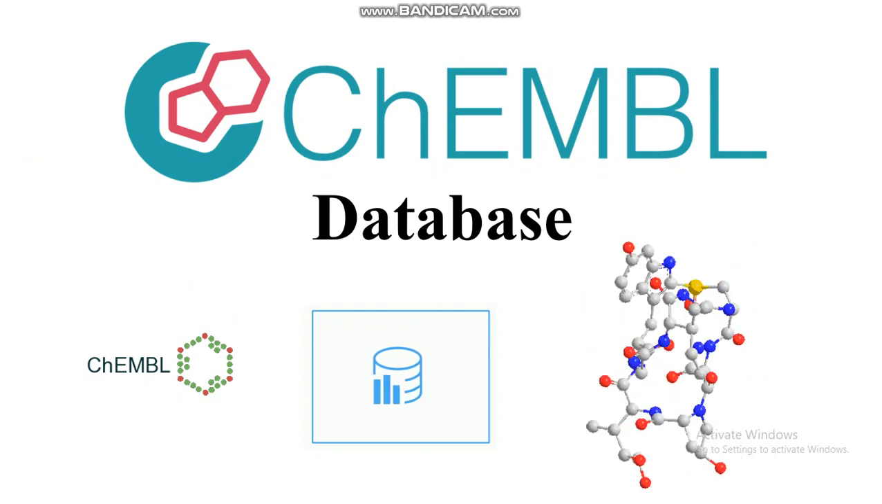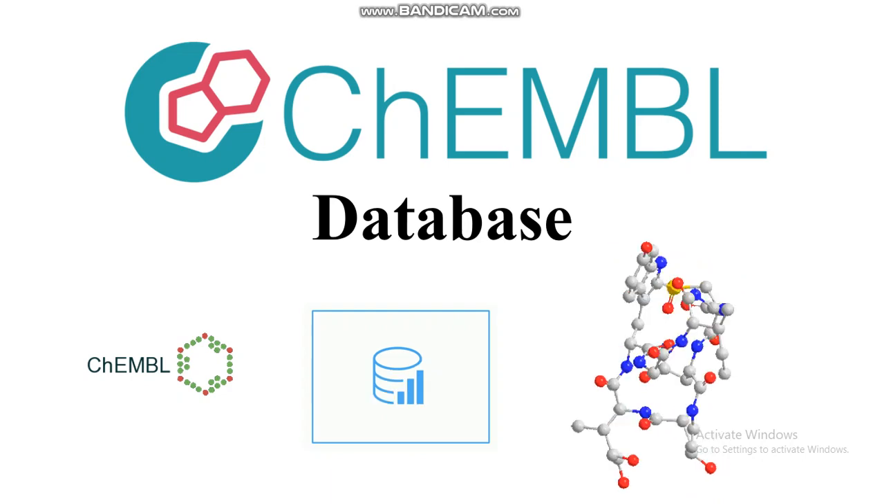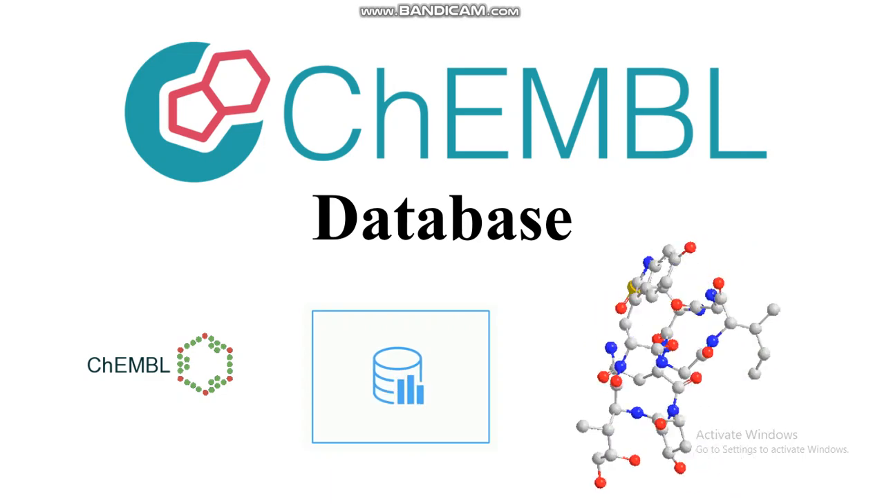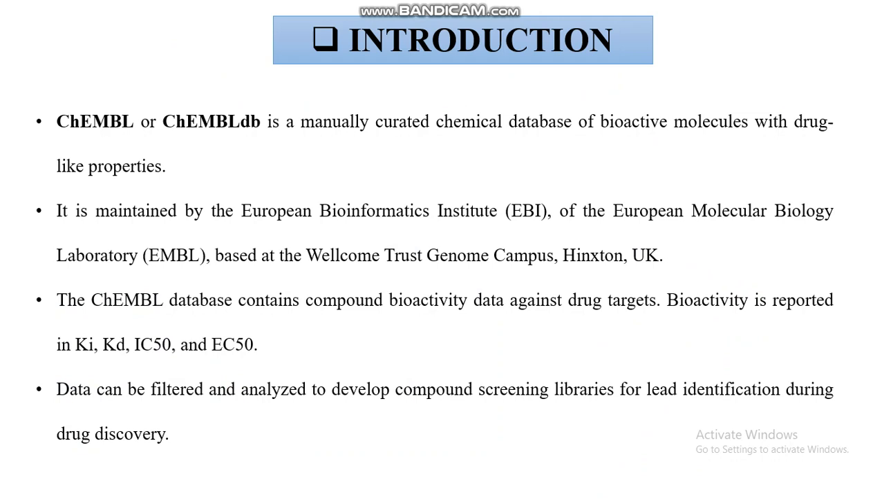So ChEMBL database is a manually curated database of chemical compounds which is used by bioinformaticians and cheminformaticians to explore drugs based on their bioactivity and drug-like properties. In this video, I will explore the ChEMBL database and show you how to search the data with respect to drug-like molecules. So moving towards the introduction, ChEMBL or the ChEMBL DB is a manually curated chemical database of bioactive molecules with drug-like properties, as I previously told.